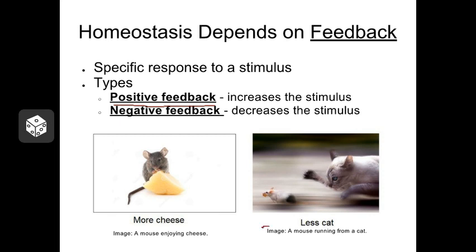Now, on the other hand, if the mouse encounters a cat, its brain is going to tell it, less cat, please. Let's get out of here. And so it's going to cause the muscles to make the legs pump and make the little mouse run for his life. We would refer to this as negative feedback because the mouse is trying to decrease the stimulus.